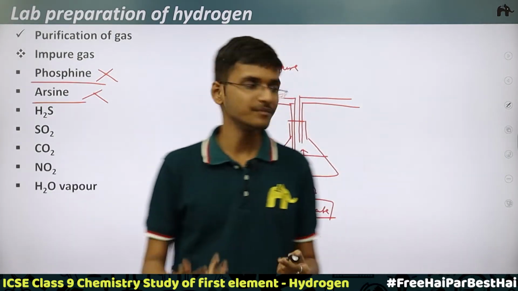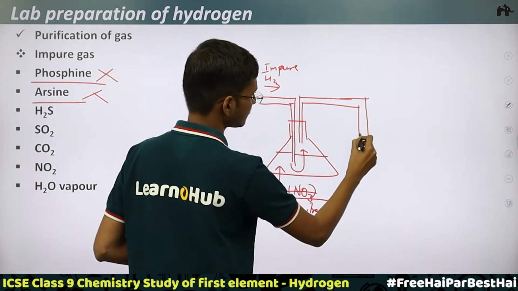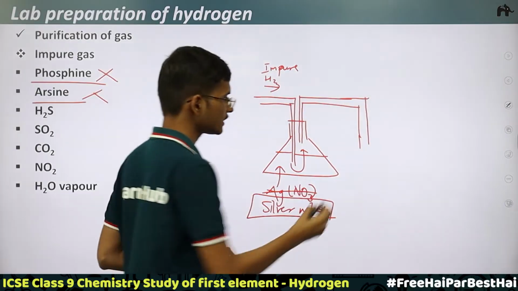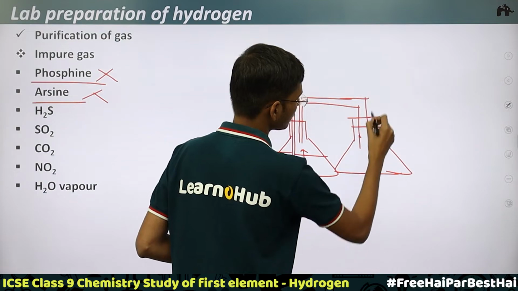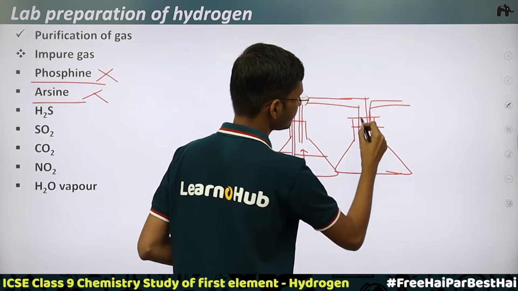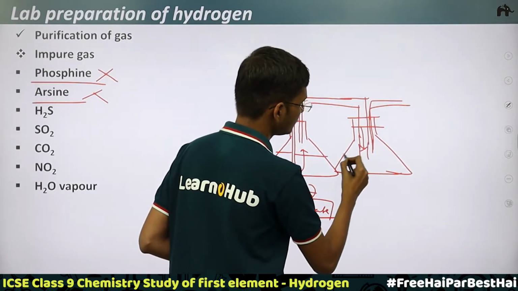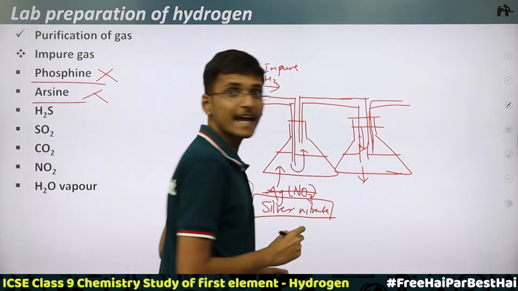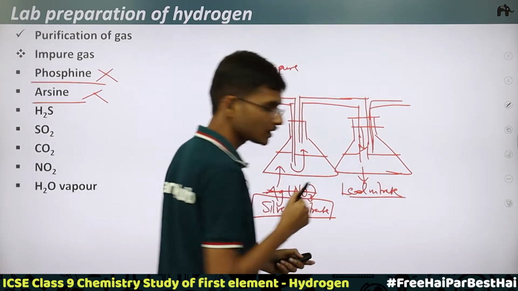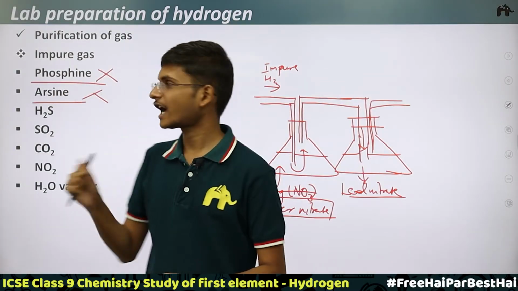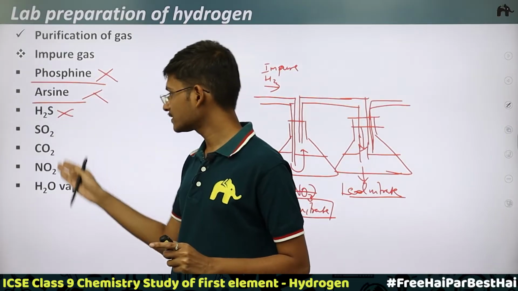Let's move ahead. Then we again pass this hydrogen, still impure, into a similar type of flask having two openings, a delivery tube and the tube from which the hydrogen is coming. Now we pass this gas through lead nitrate. Now what does lead nitrate do? Lead nitrate removes hydrogen sulfide. So this gas also got removed. But still these four gases are remaining.